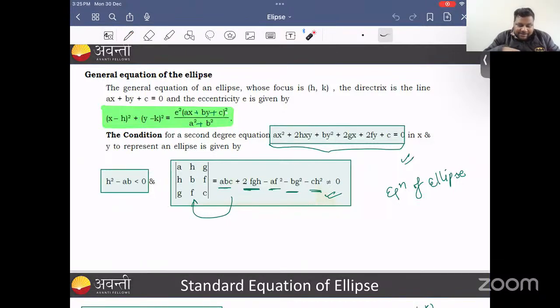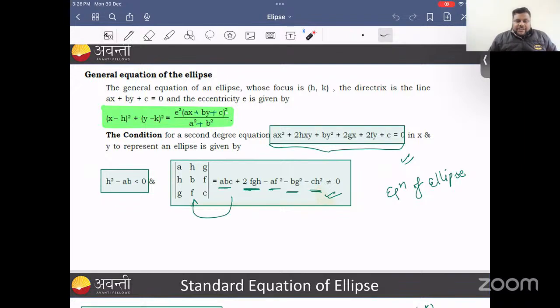So if we simplify this entire equation, we get a second degree general equation: ax square plus 2hxy plus by square plus 2gx plus 2fy plus c equal to 0. Got it? That is the equation in x and y, and this equation will represent an ellipse if h square minus ab is less than 0 and delta, which is abc plus 2fgh minus af square minus bg square minus ch square, is not equal to 0. Am I clear? abc, fgh. This is what?